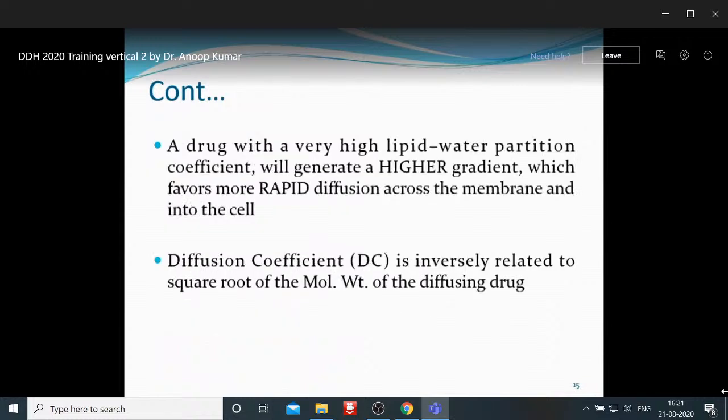A drug with very high lipid-water partition coefficient will generate a higher gradient, which favors more rapid diffusion across the membrane and into the cells. But when you make a molecule very lipophilic, it will be retained in the cells and will not be easily excreted out. Diffusion coefficient is inversely related to the square root of molecular weight. So you have to consider all these factors when you are predicting the ADME profile, particularly the absorption profile.